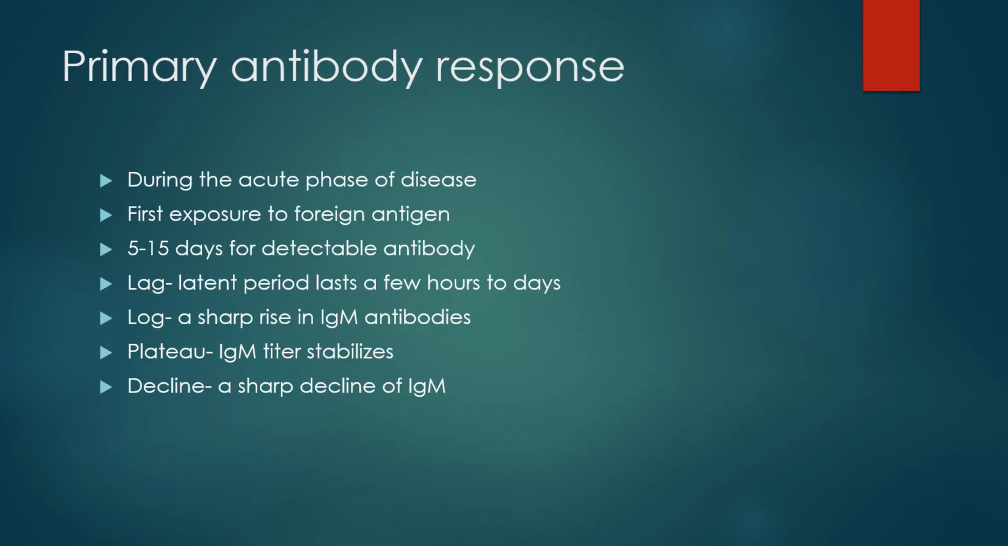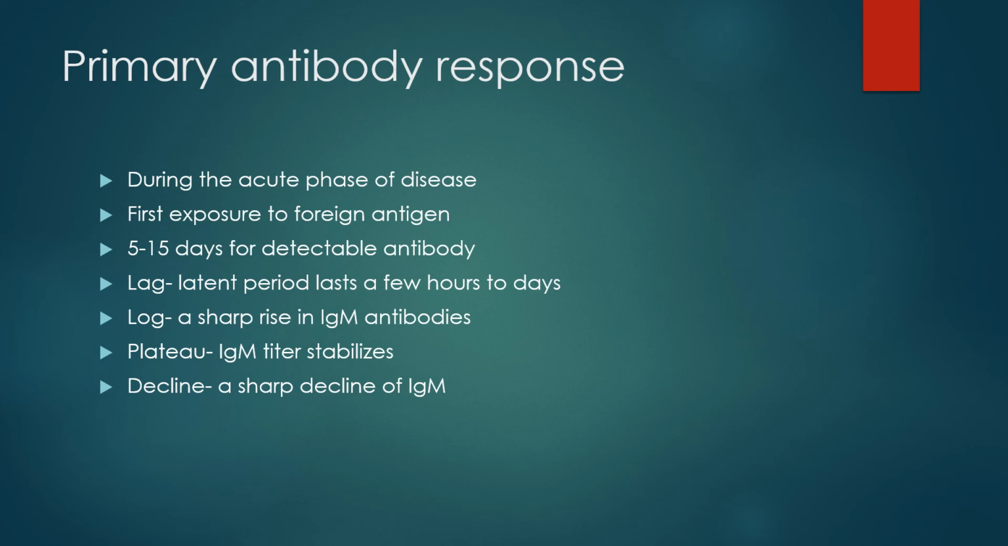In a primary antibody response, it's IgM that is the first immunoglobulin to respond to antigenic stimuli. The response occurs in the acute phase of the disease. The primary antibody response from acute exposure to an antigen depends a lot on the individual and the specific antigen exposed to. The detectable antibody usually occurs at about 5 to 15 days. There's a very fast lag phase where the latent period lasts only a few hours to days. It is actually slower than a secondary response.